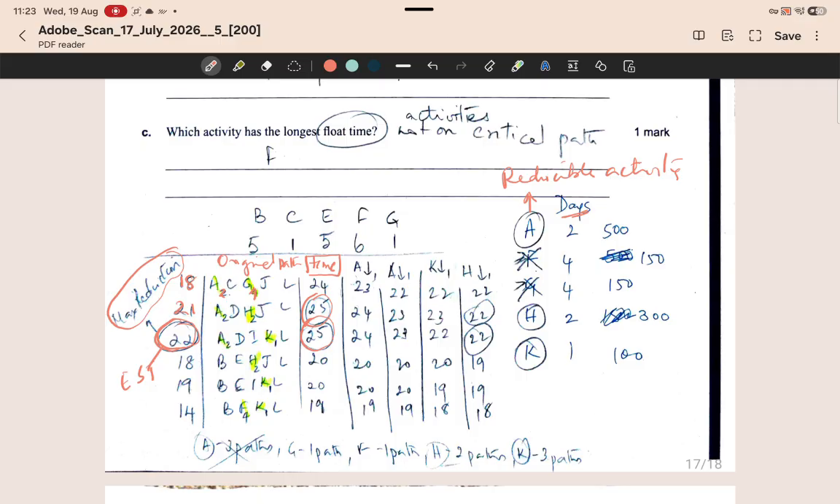And so if you reduce activity A by 1, the paths that will get affected are the first 3 paths. That's this one, and that one. A does not occur in the other 3 paths. So 24 take away 1, 25 take away 1, 25 take away 1, and the rest remain the same. Now in this new column, the earliest completion time is 24 along these 2 paths.